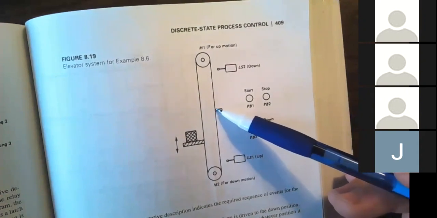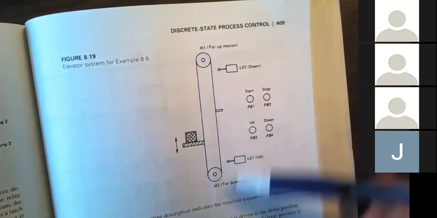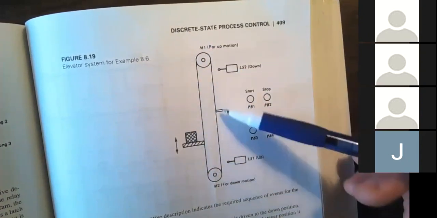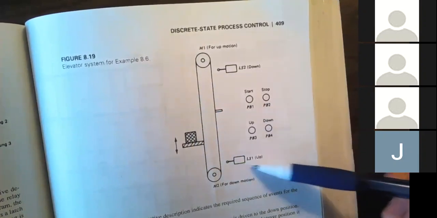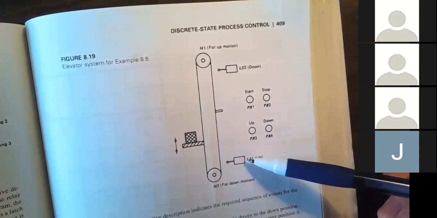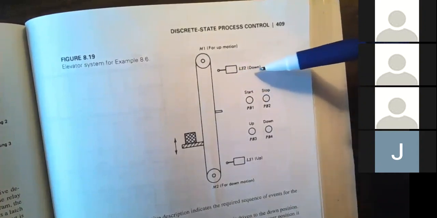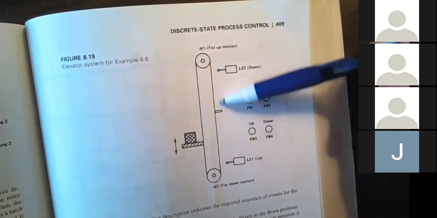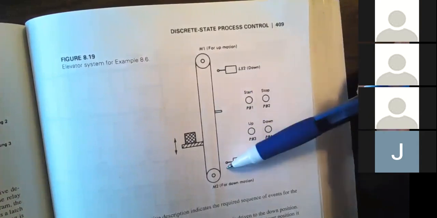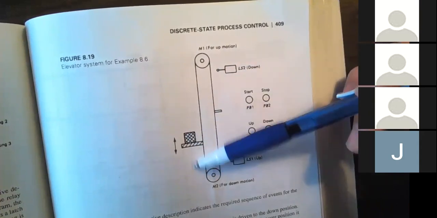So you're actually mounting a little rod on this driving belt. And when the platform is up, this will be the up position limit switch. The second limit switch is right here. It will be the down position limit switch. So you want to turn the motor off when the limit switches are triggered. So the elevator will stop.